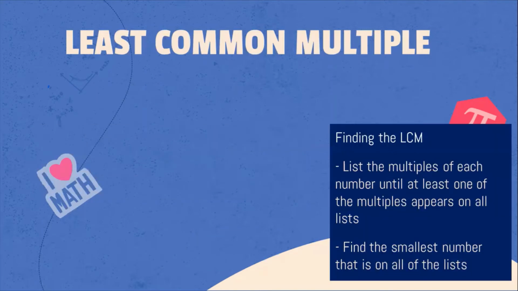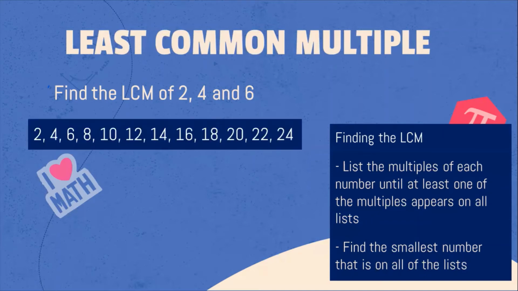Let's have another example. Find the least common multiple of 2, 4, and 6. We will simply list down the multiples of 2, the multiples of 4, and the multiples of 6. Then we will look for the common multiples, but we are just after the least common multiple of all the numbers, of the 3 numbers, I should say.